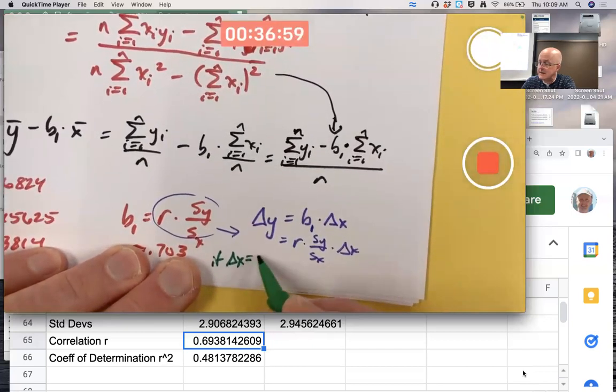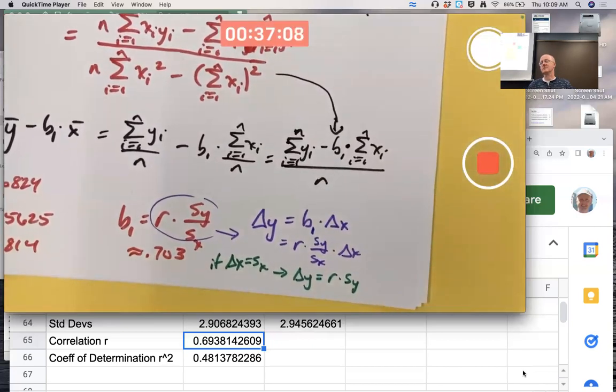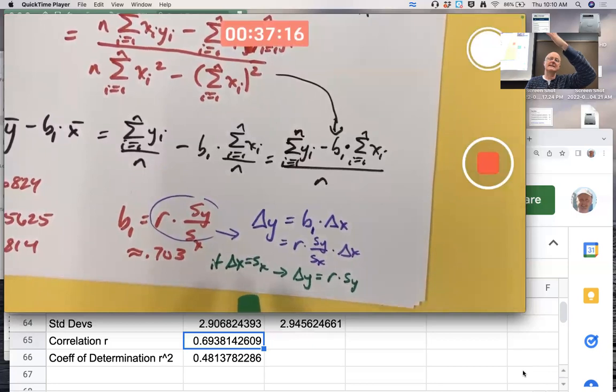If delta x equals s sub x, this can be simplified to just r times s sub y, because the s sub x's will cancel. And I picked delta x to be 1 standard deviation of the x's. I imagine letting x increase by 1 of its standard deviations. I could have picked something different.